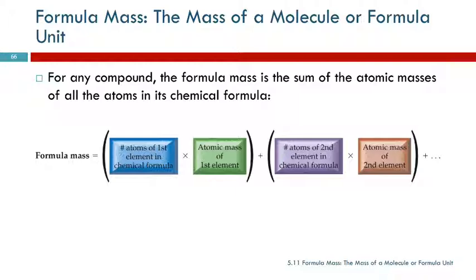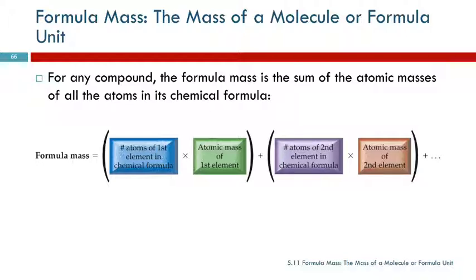The formula mass is the mass of the formula. And it can be for a molecule or for the formula unit of an ionic compound. And so it's just adding up the atomic masses of all the elements that are in the formula.